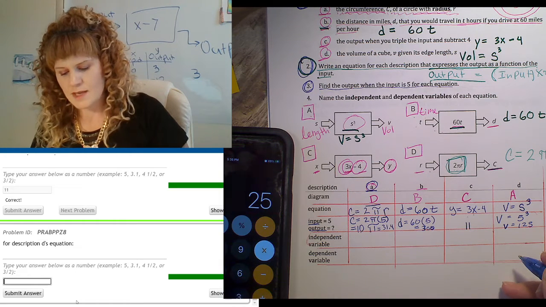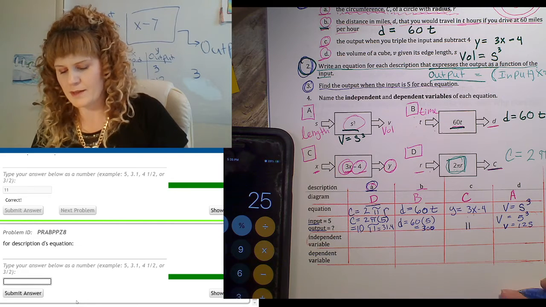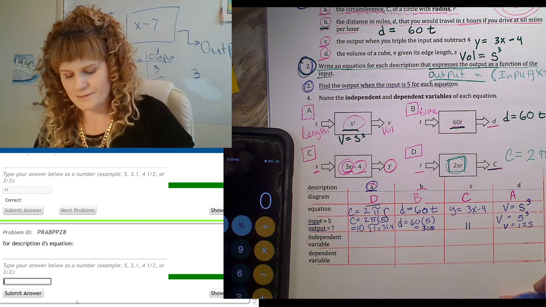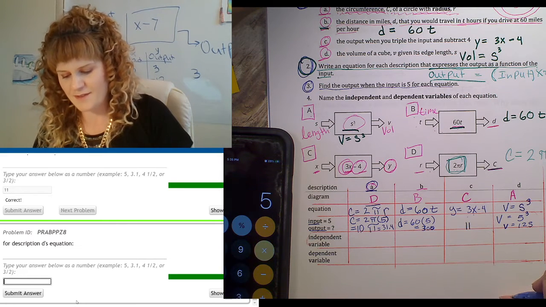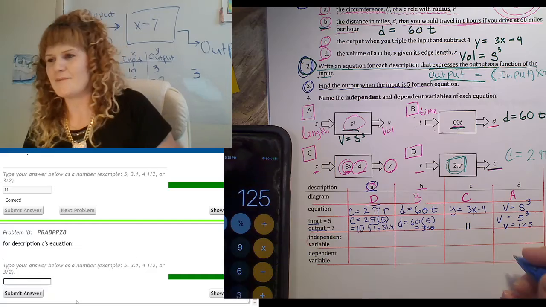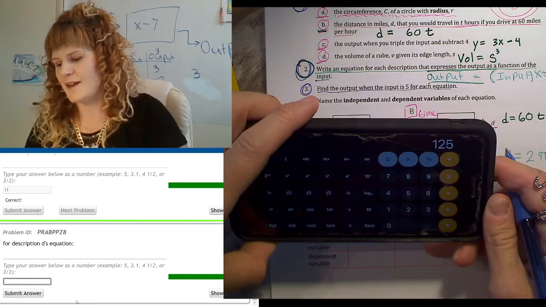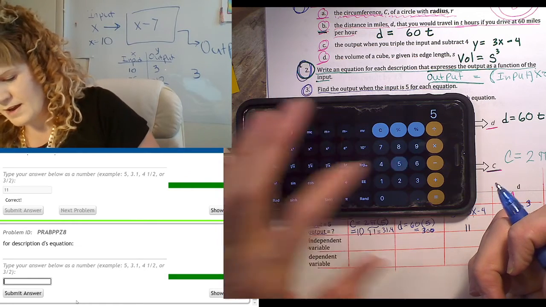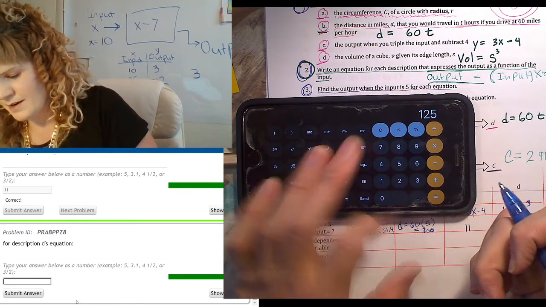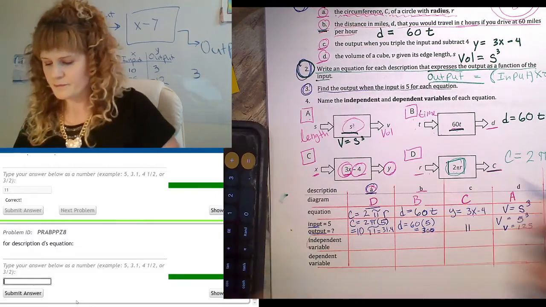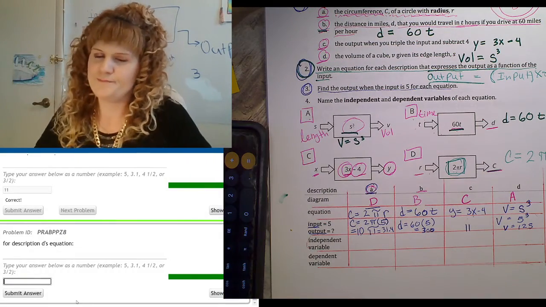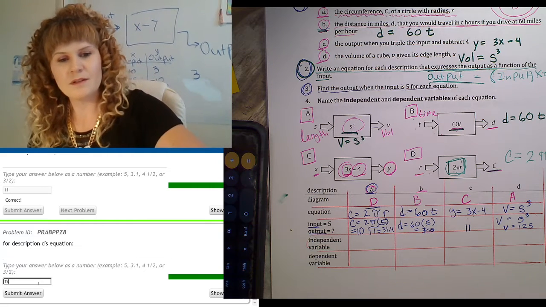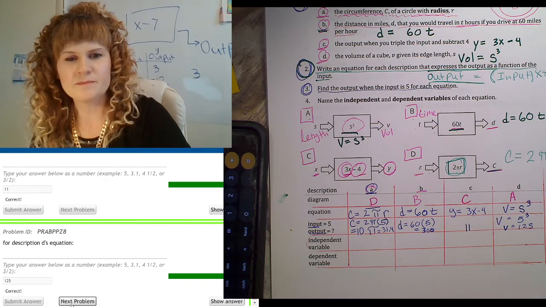5 times 5 times 5. There. Oh my goodness, I must be getting tired. I'm going to use the scientific calculator. That would probably be smarter. 5 cubed. There, 125. We're almost done with this problem, and then we've got more. Let me submit that answer.